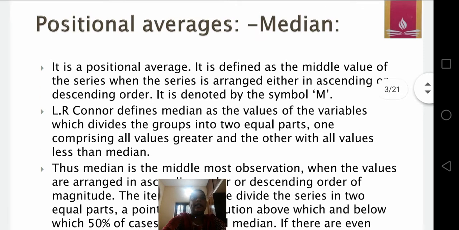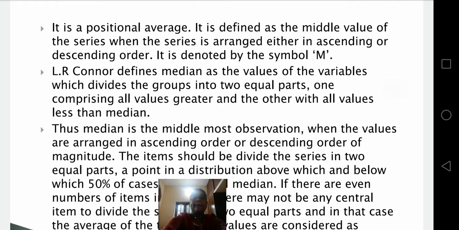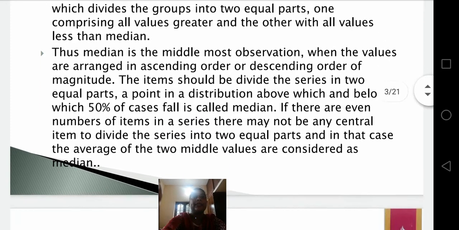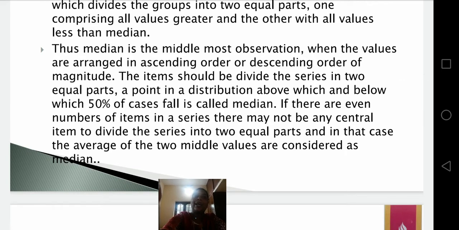And then here the median. Median is denoted by the symbol M. Let's see one more definition. According to Connor, he defined median as the value of the variable which divides the group into two equal parts, one comprising all values greater and the other with the values less than the median. So, we could conclude that it is the middlemost observation when the values are arranged in ascending order or descending order of magnitude.